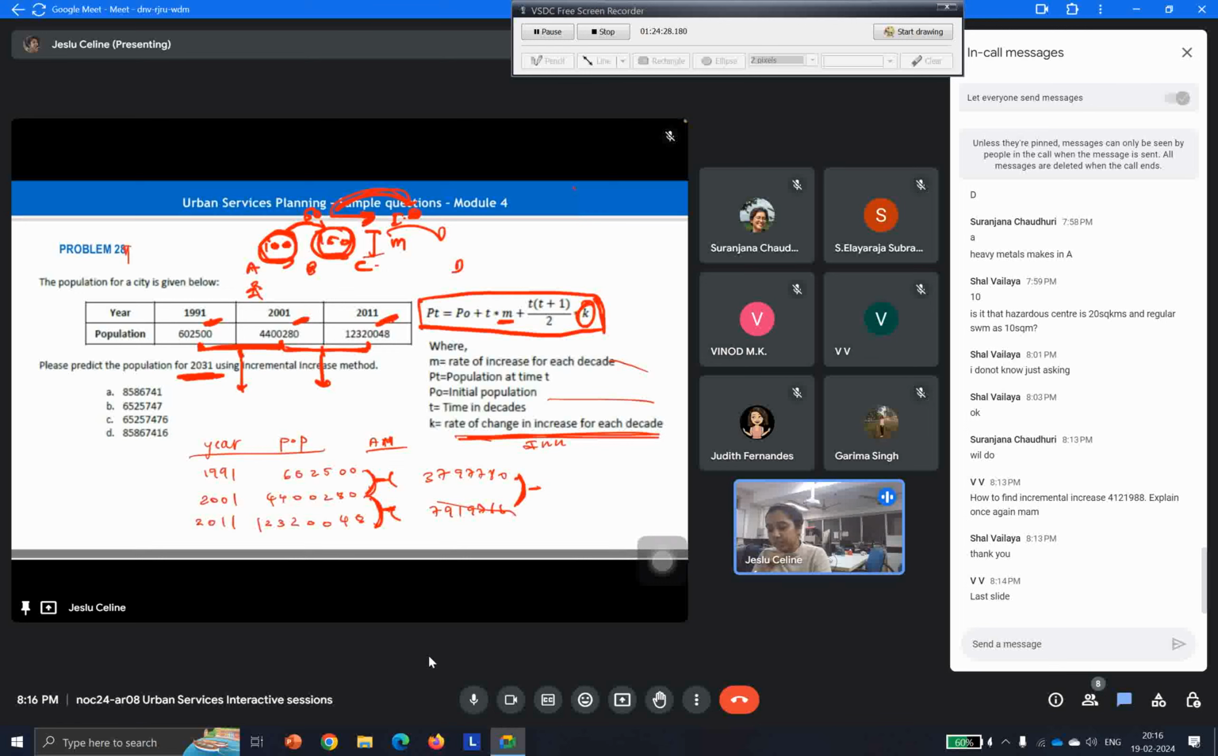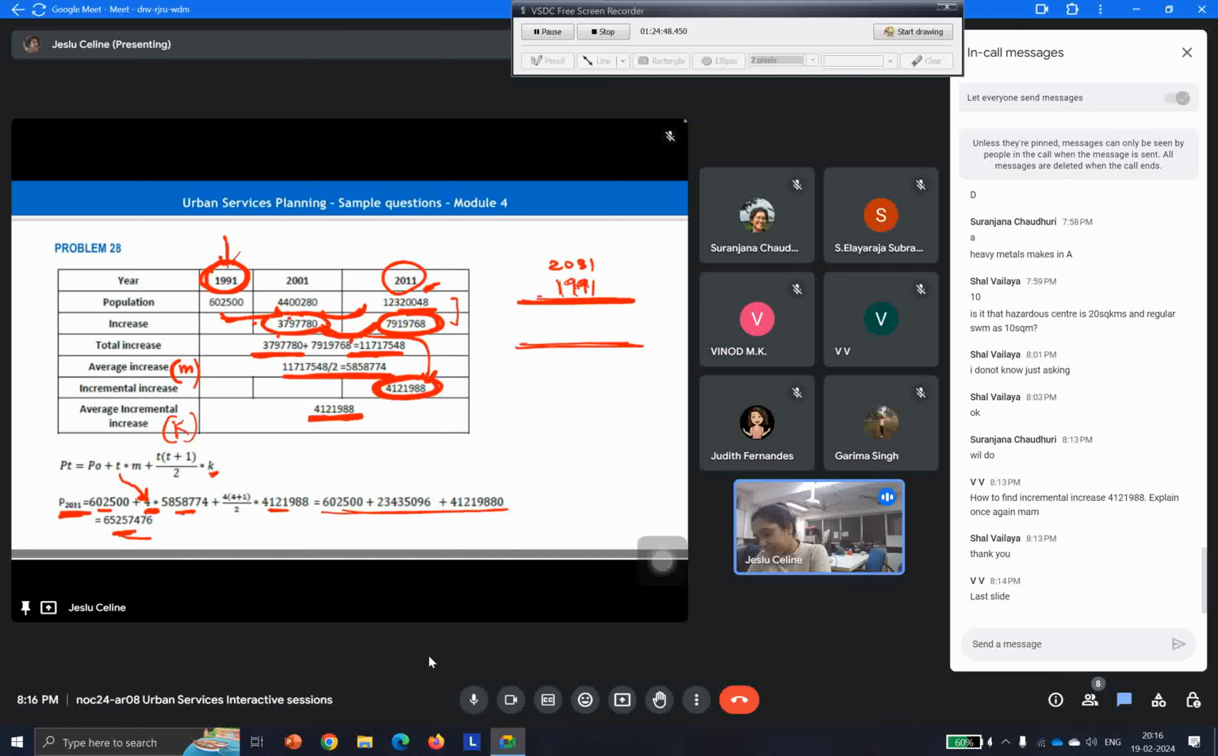Because in average arithmetic increase, we will take this and we'll average this out. Our incremental increases from the increase which is happening each year. What is the overall change in your increase? So if you subtract this both, that will give us the incremental increase. So that's what was worked out as 37977780.